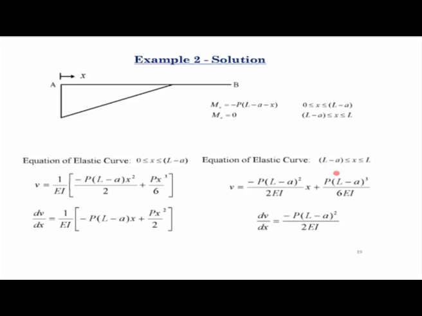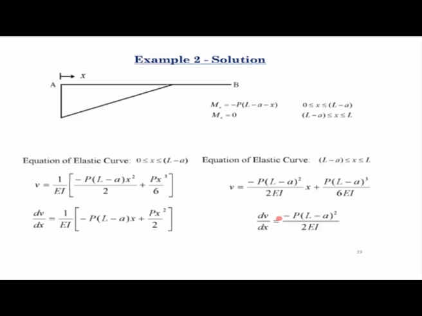And if you come to these two equations, the first, if you look at the slope equation, this does not have any term in x. That means over this length, which is for x greater than L minus a and less than L, the slope remains constant. And this slope, minus P(L minus a) squared by 2EI, is the maximum slope for this region. So after L minus a, the slope remains constant, and that is the maximum slope.